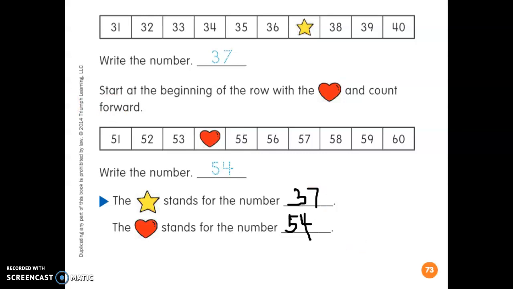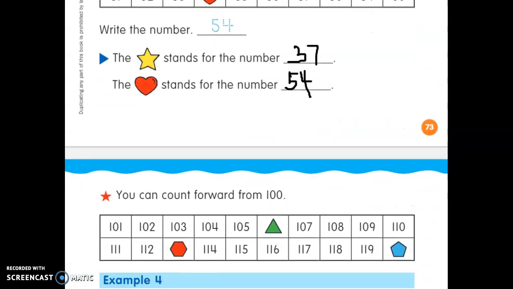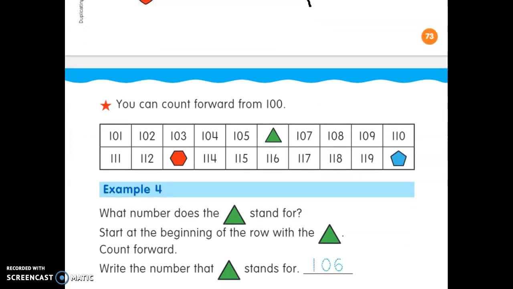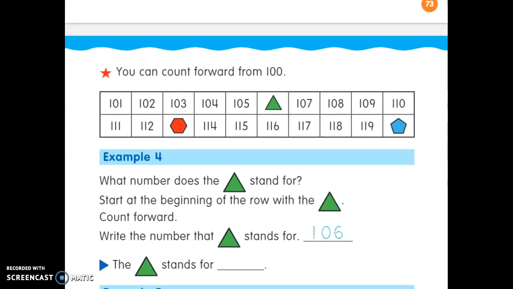Okay, and I want you guys to try the rest of them. I know you guys can try. Remember, use that technique. Start at the beginning of the row and count on to find out what each figure stands for.